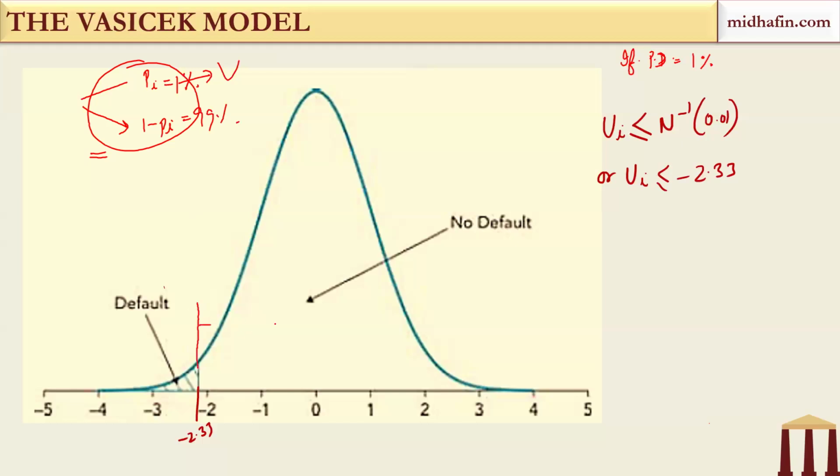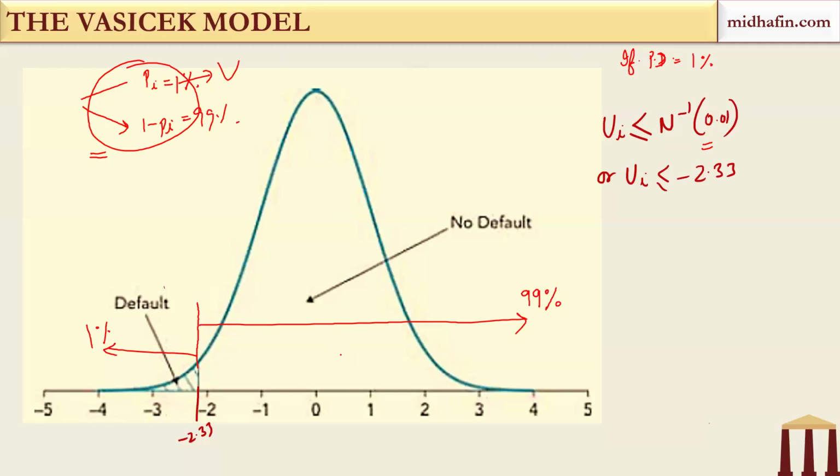you should have how much percent of the area? In the no default region, you should have 99%, and in the default region, you should have 1% of the area. That is why we are doing N inverse 0.01, because to the right of N inverse 0.01, or to the right of minus 2.33, you will have 99% of the area, and to the left you have 1%. It's quite clear from the standard normal. That's why we are doing it.